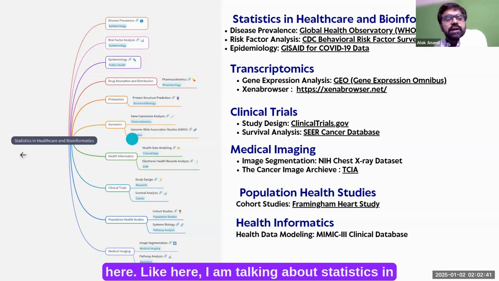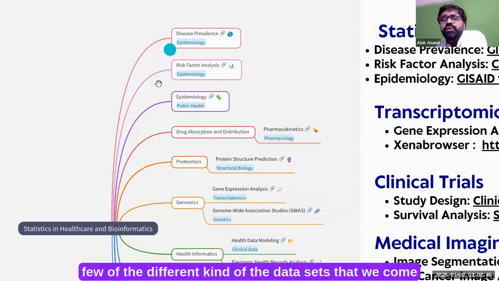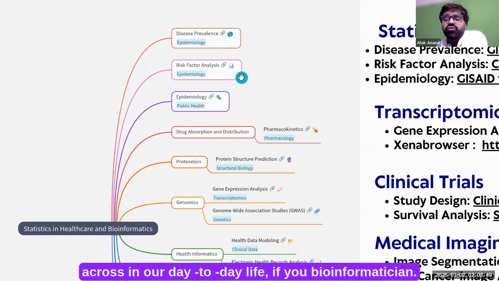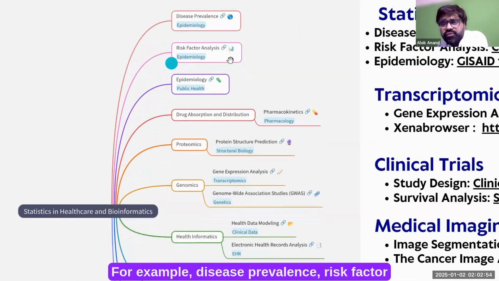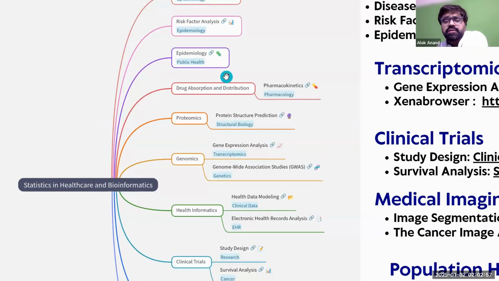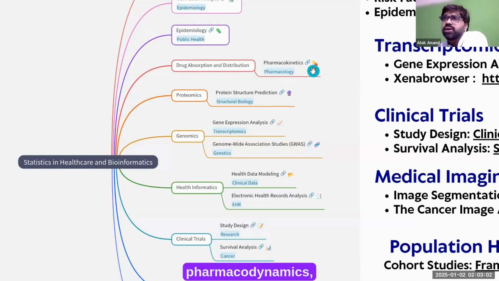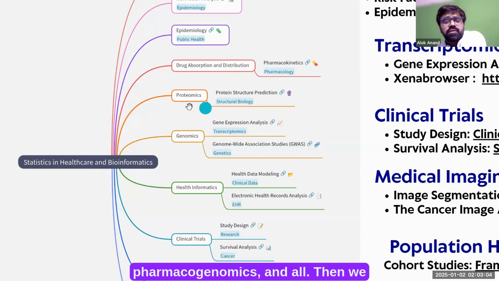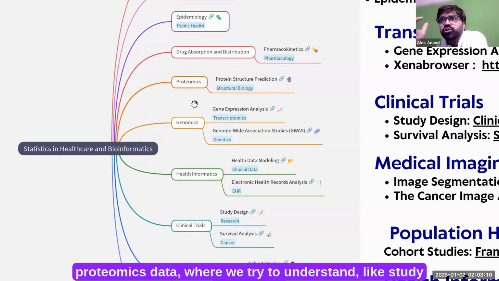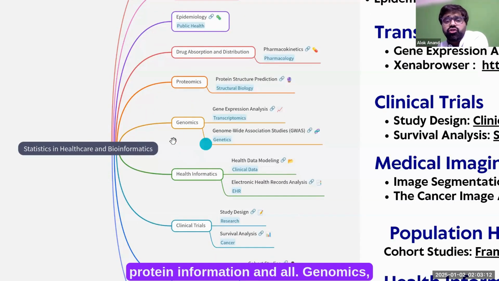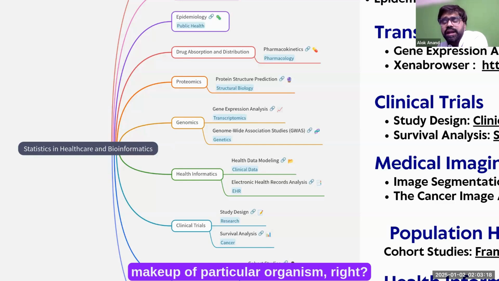See here, I'm talking about statistics in healthcare and bioinformatics. These are a few of the different kinds of data sets that we come across in our day-to-day life if you are a bioinformatician. For example, disease prevalence, risk factor analysis, epidemiological data, drug absorption and distribution, where we study pharmacokinetics, pharmacodynamics, pharmacogenomics and so on. Then we have proteomics data, where we try to study protein information. Genomics, where we try to understand the genetic makeup of a particular organism.